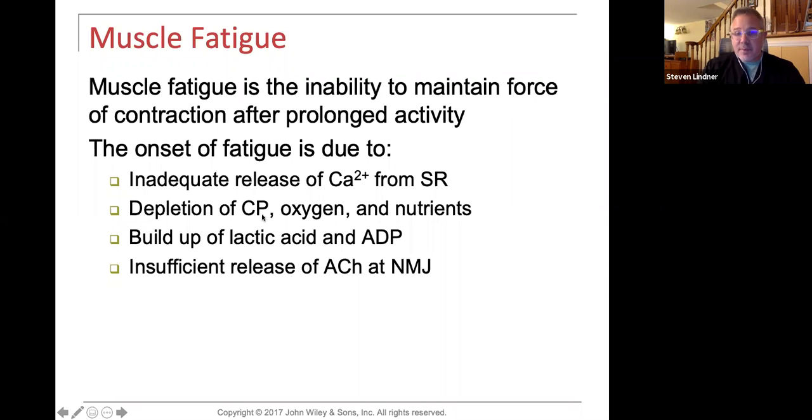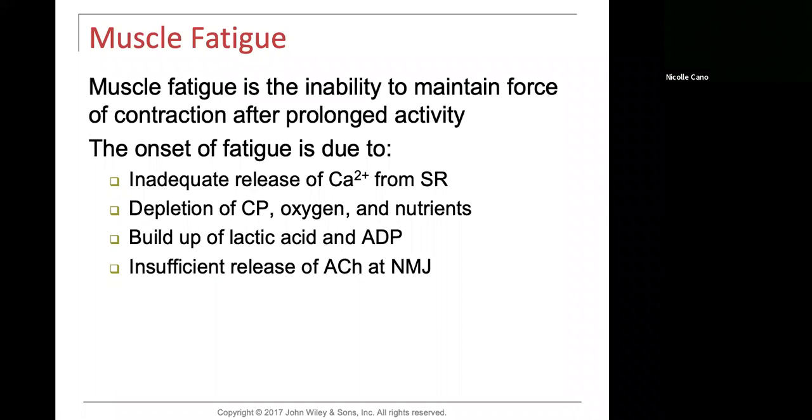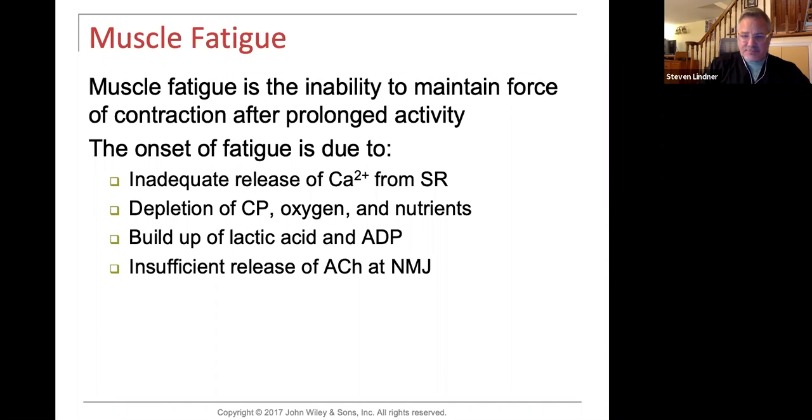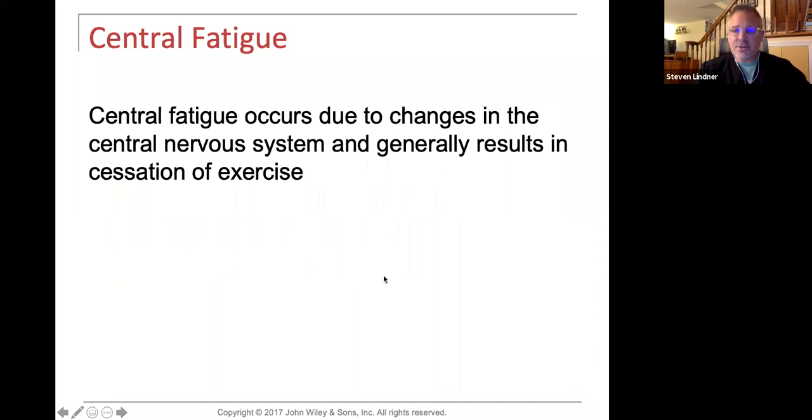So if you're depleted of CP, oxygen, or nutrients, generally speaking, that can result in fatigue, such as iron. If you don't have iron, oxygen can't bind to iron. That results in fatigue. If you don't have proper B vitamins, B1, B2, B3, you can't make ATP. If you don't have magnesium, you can't produce energy. Okay. You can have the buildup of lactic acid and adenosine diphosphate that can result in fatigue and an insufficient release of that neurotransmitter, acetylcholine, at the neuromuscular junction.